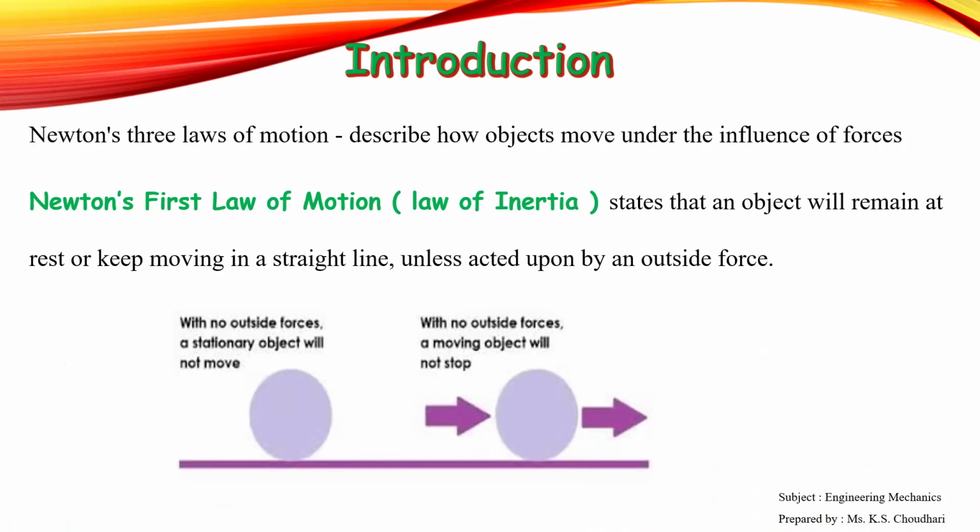Newton's three laws of motion describe how objects move under the influence of forces. Newton's first law of motion is also known as the law of inertia. It states that an object will remain at rest or keep moving in a straight line unless acted upon by an outside force.